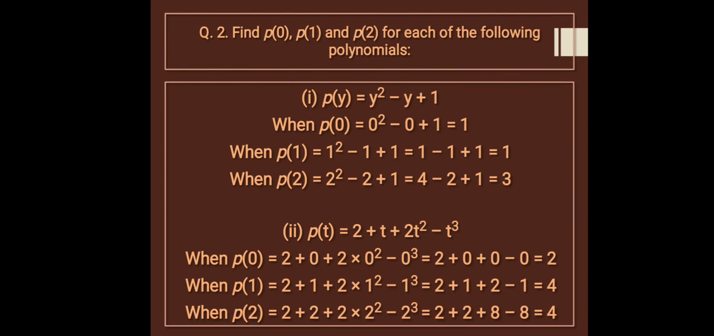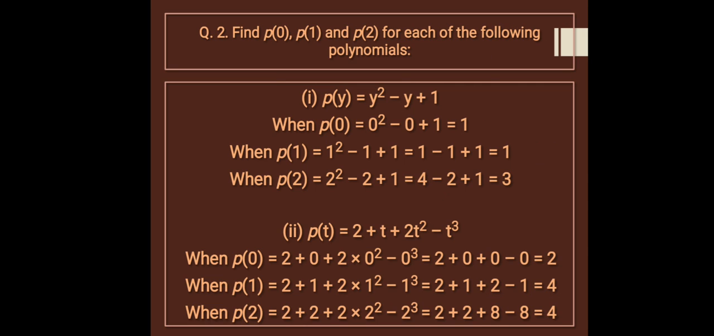Now in the next question, find the value of this polynomial when it is 0, 1 and 2 for each of the different polynomials. Now in the first, the polynomial is y square minus y plus 1 when y equal to 0. So put 0 wherever it is y: 0 square minus 0 plus 1 equal to 1. So the value of this polynomial when y is 0 is 1.